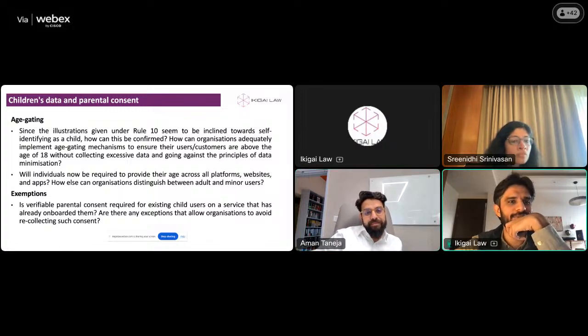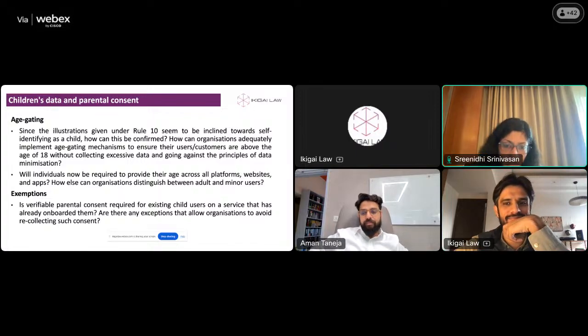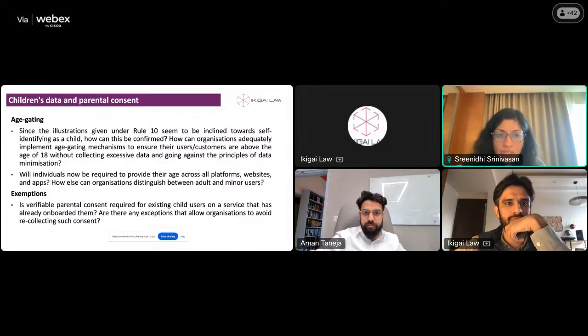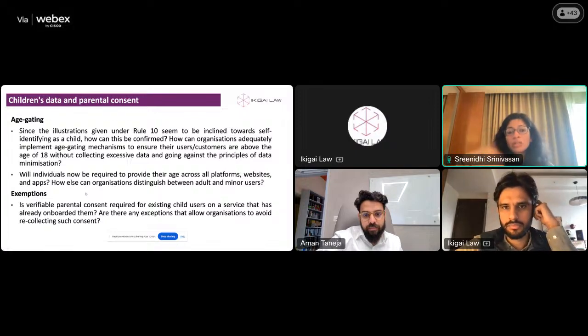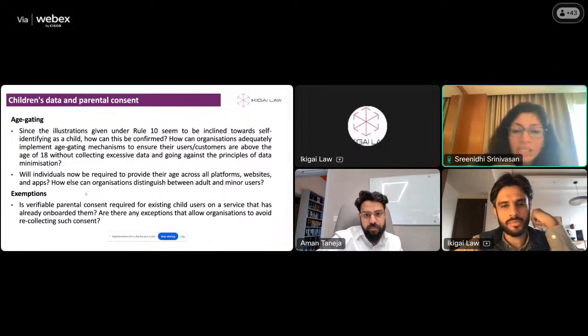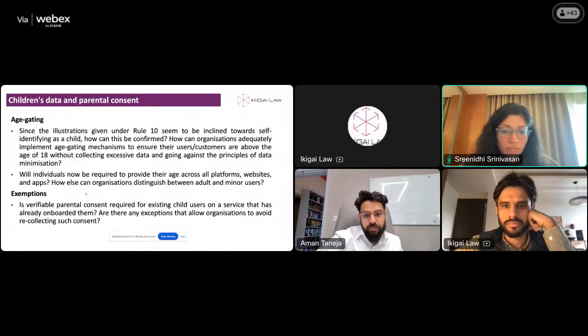Sreenidhi, anything to add on over here? No, I think nothing else to add. Risk based, and a lot of the stuff that we were speaking of. There was one question on whether individuals will be required to give their age across all platforms. I don't think so. I don't think the expectation is that each platform will ask individuals to say what their age is and only then proceed. But maybe there is a self declaration or something. Those changes we'll start to see.